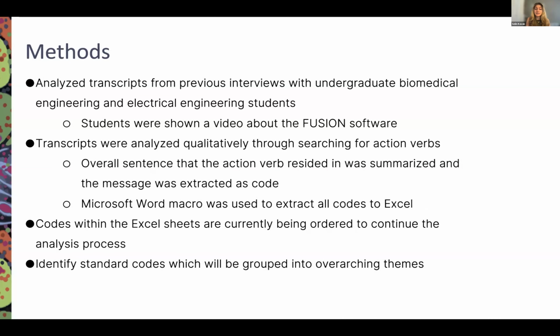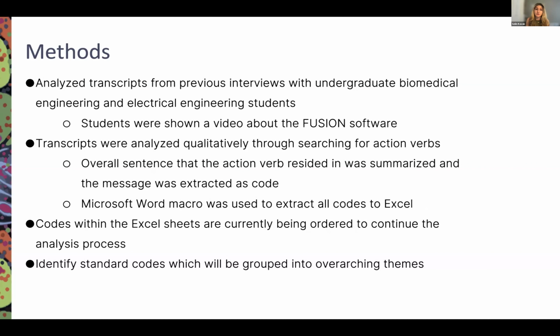electrical engineering students. These students were shown a video about the fusion software where they were able to run through it and kind of see everything that I explained on the previous slides. And the students were able to give their inputs in these transcripts based on what they thought the educational implications of the technology might be.